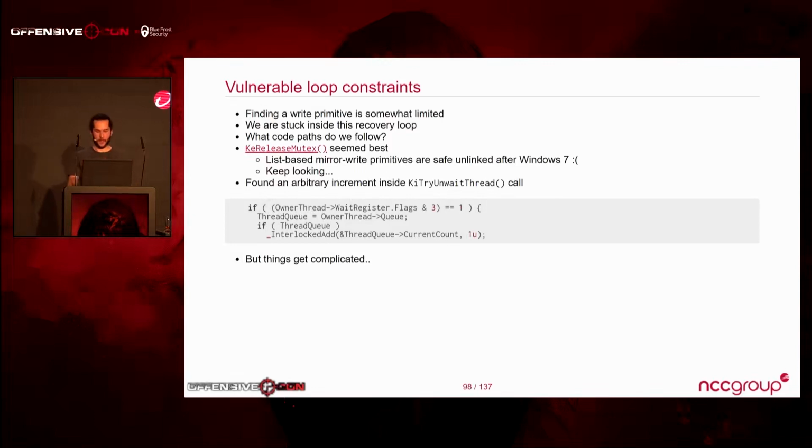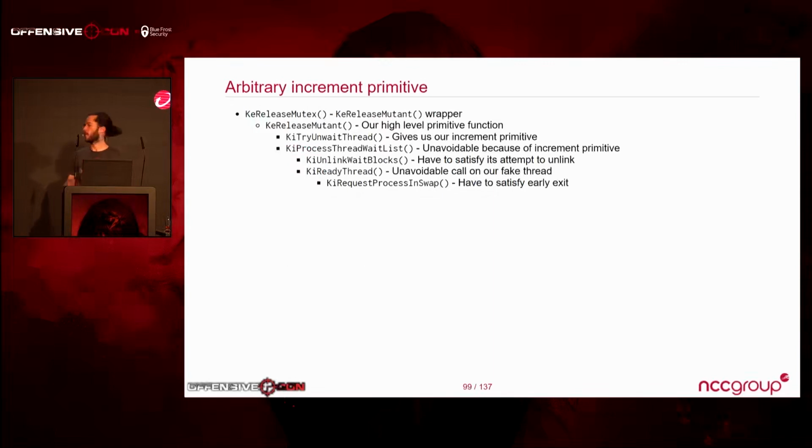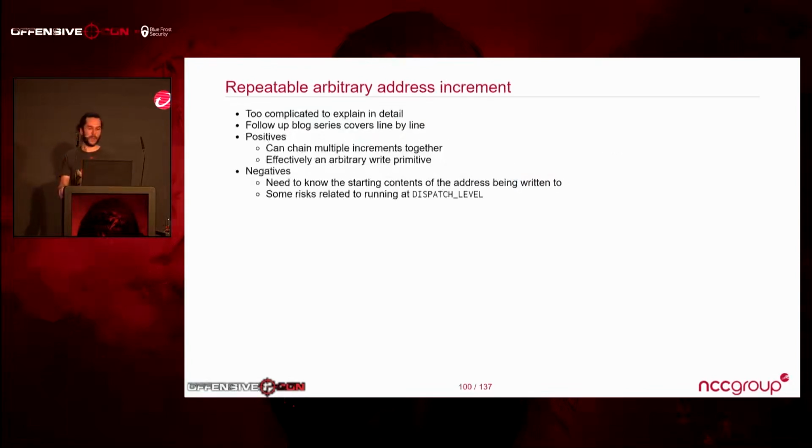The thing is that it's very complicated because lots of functions are being called. You need to define lots of constraints to not only trigger this increment, but also to avoid crashing in other parts of the code, to make it triggerable several times. So I won't go into detail about that. It's too complicated for a presentation, but we'll post a series of blog posts about it. The cool thing is we can chain multiple increments, so we can increment an address several times, and we can actually build an arbitrary write primitive.